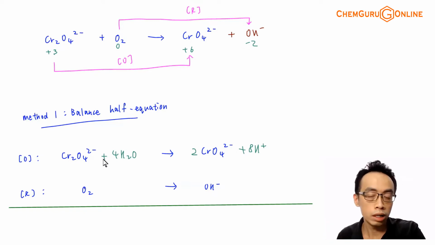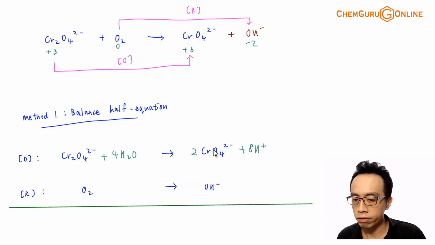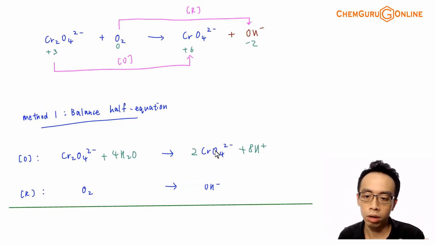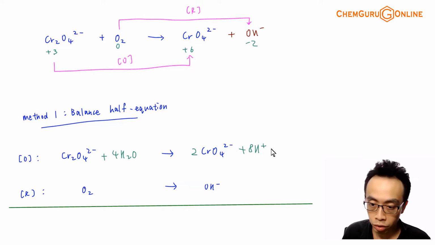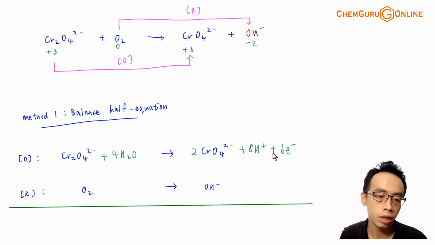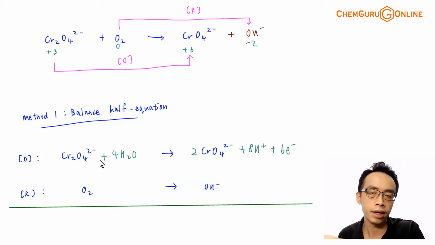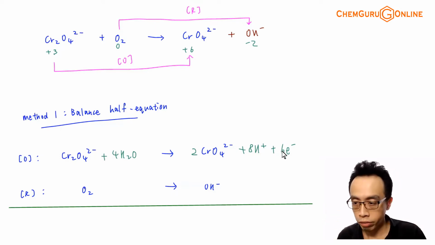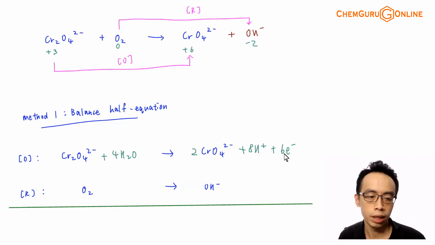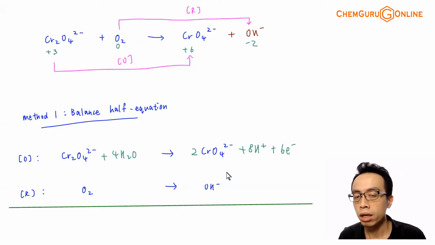Left hand side, 2 negative charges. On the right hand side, I'll have 2 times -2 is a -4. -4 plus 8, I'll have a +4 charge. So in order for me to balance the charges, -2 on the left hand side plus 4 on the right hand side, I'll have to add electrons on the right hand side. How many electrons? I'll need to put 6 electrons on the right hand side, so that left hand side overall charge is a -2, right hand side overall charge will also be a -2. So this is the oxidation half equation involving chromium.